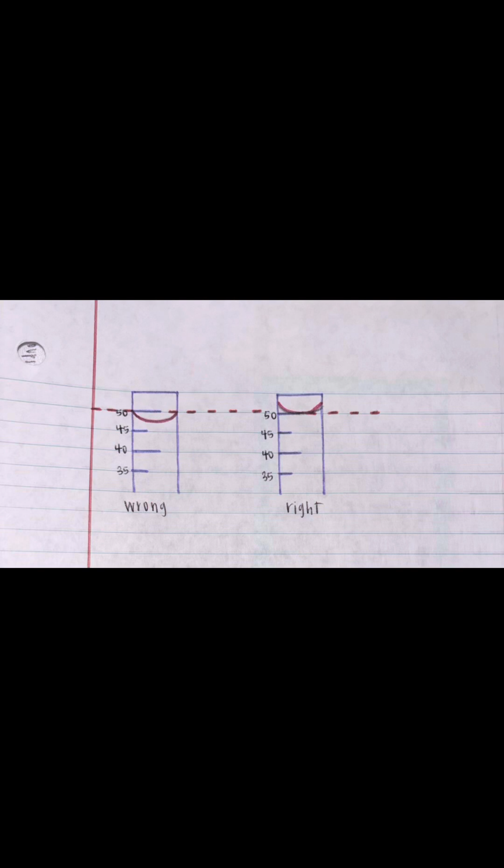When reading the volume of a liquid in a container, you always read from the bottom of the meniscus to get an accurate measurement. This is because the curvature of the meniscus can make it appear that the liquid is higher or lower than it actually is.